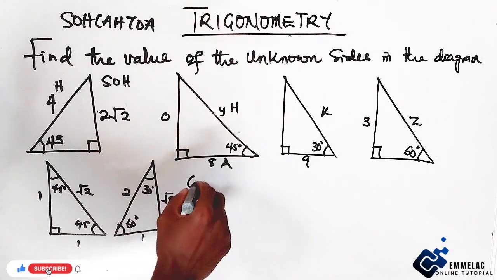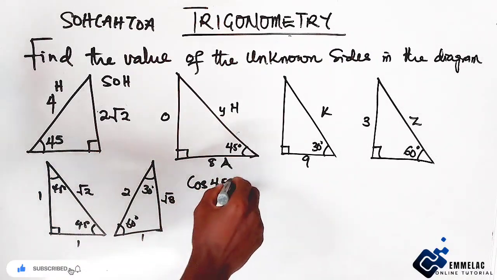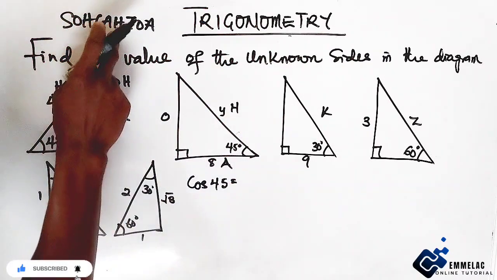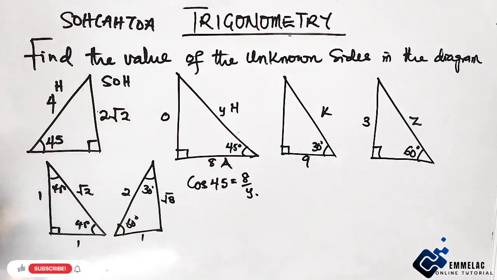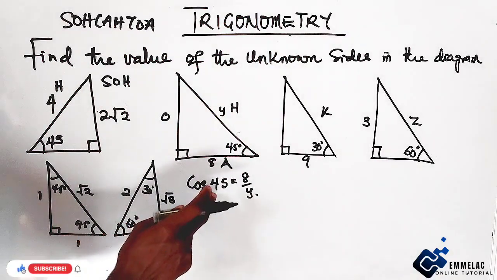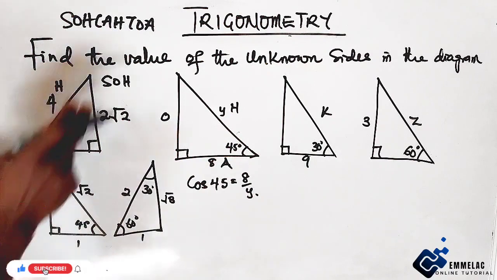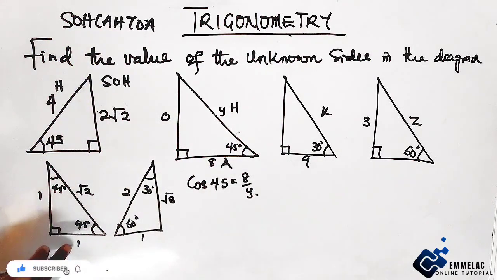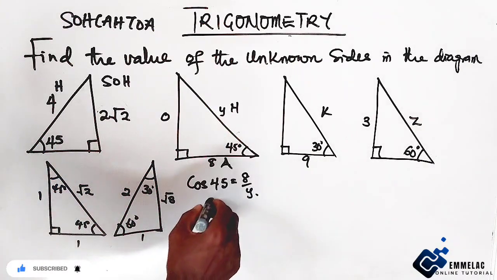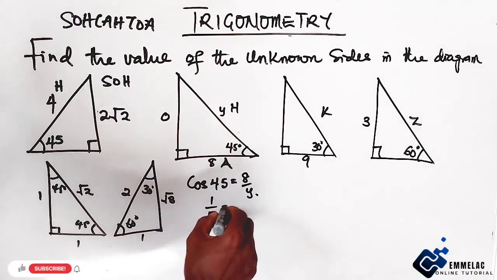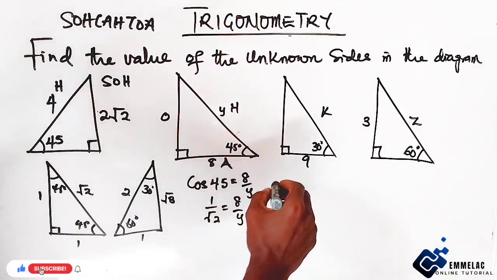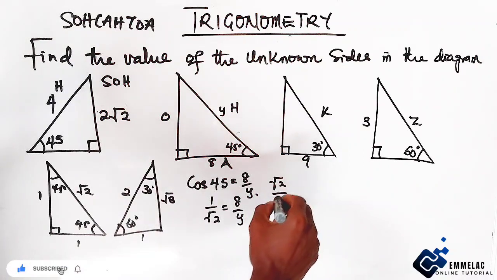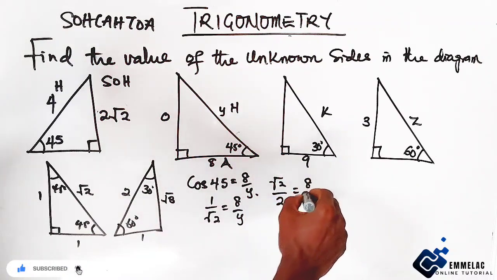Cos 45 gives us adjacent over hypotenuse. Where is our adjacent? That will be 8 over y. Now for cos 45, which is adjacent over hypotenuse, that is 1 over root 2. So here you have 1 over root 2 equals 8 over y. If we rationalize this, it becomes root 2 over 2 equals 8 over y.